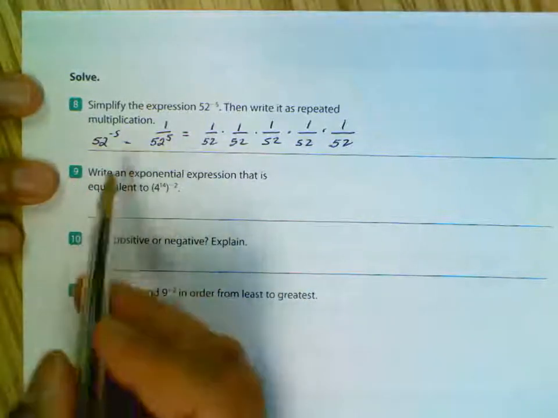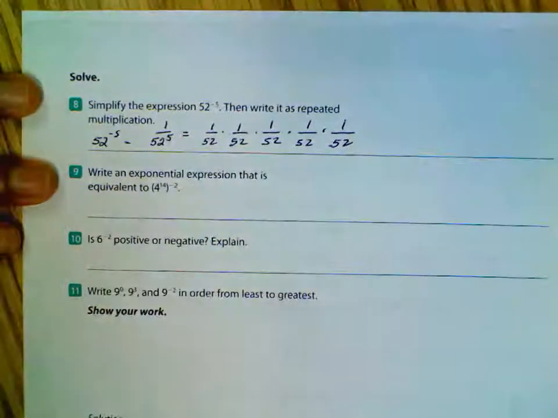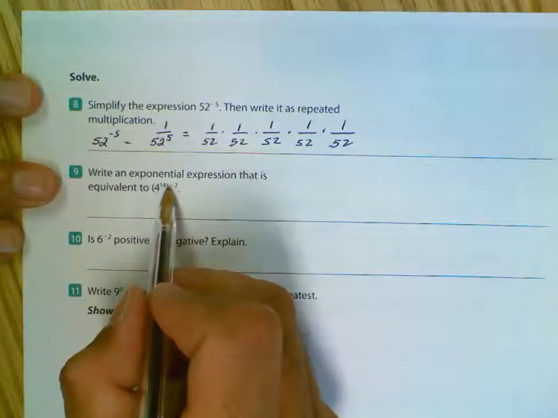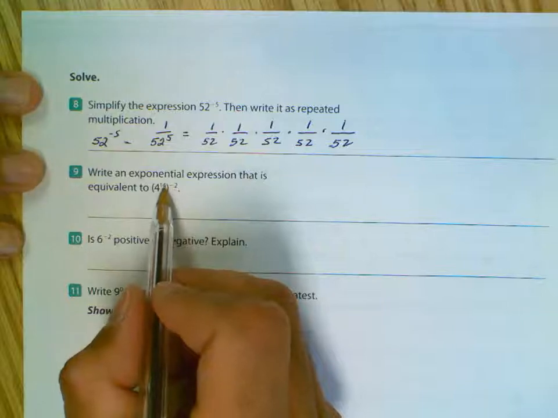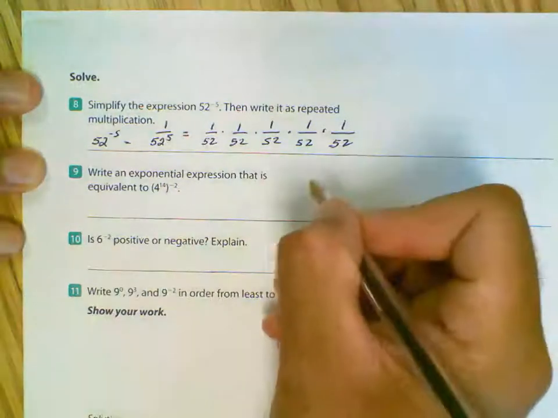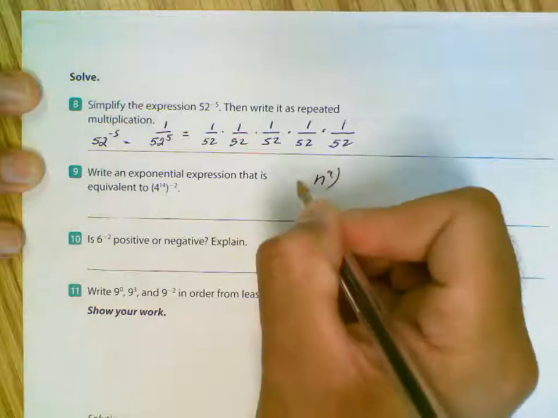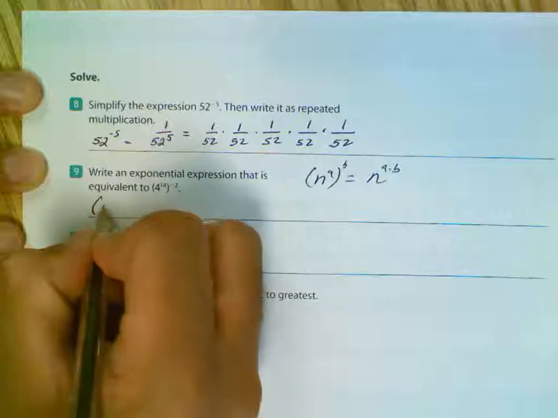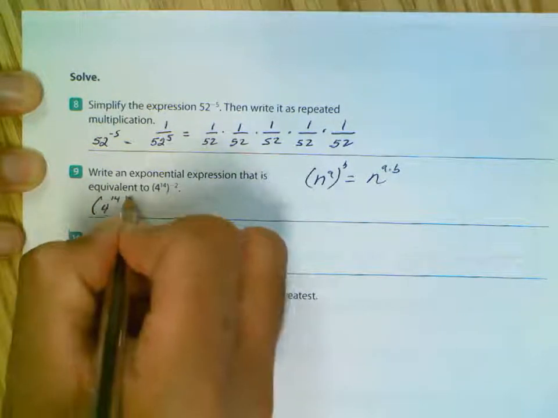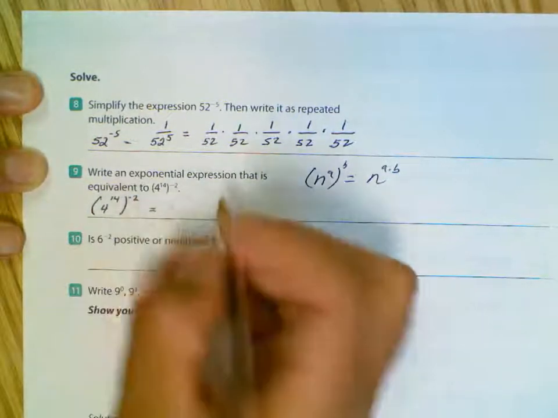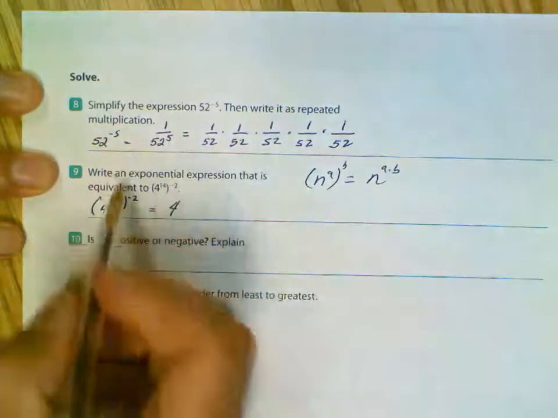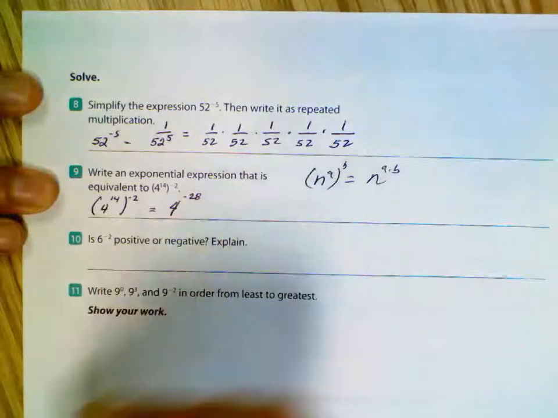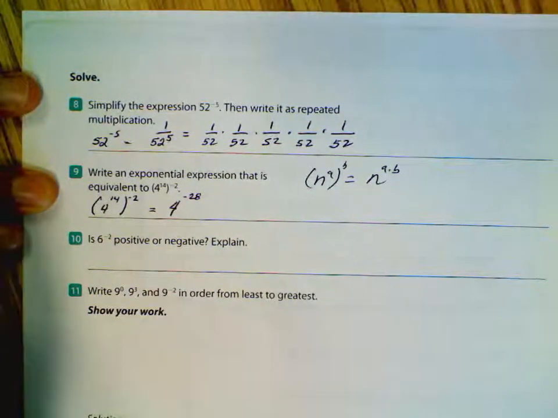Number 9. Write an exponential expression that is equivalent to 4 to the 14 to the negative 2. Okay, so I'm going to apply the property: n to the a to the b power is equal to n to the a times b. So I have 4 to the 14 to the negative 2, which equals 4 to the power of 14 times negative 2. What is 14 times negative 2? It's negative 28.